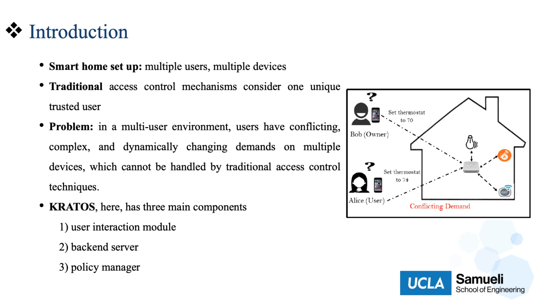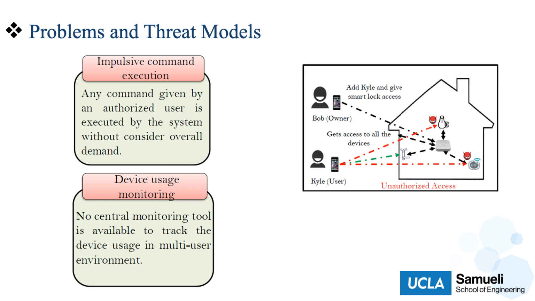So there should be some conflict resolution to help the users define their own criteria for the system. Here the authors propose the Kratos system, which has a user interaction module, a back-end server, and a policy manager. As you can see here, we can have a trusted user, but then we can have different people demanding the same thing. Previously everything was accessed through a hub, but now they have a more dynamic system, so it can control multiple devices at the same time.